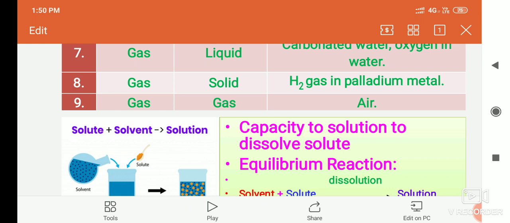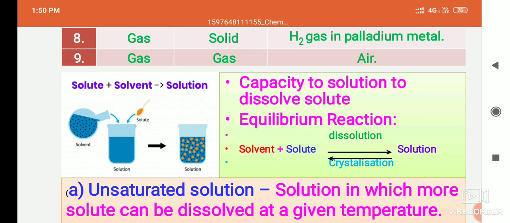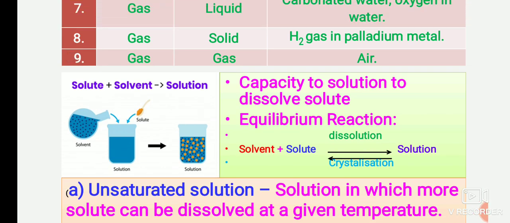Then we see capacity to dissolve. Capacity of solution to dissolve solute. For this we consider an equilibrium reaction. The reaction is solvent plus solute. On dissolution, it gives solution. Solution on crystallization, it gives solvent plus solute.